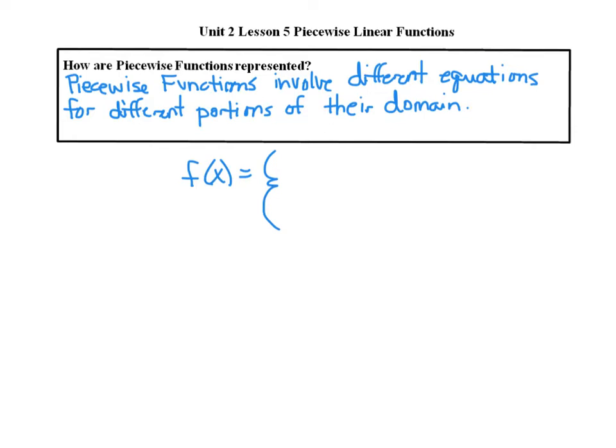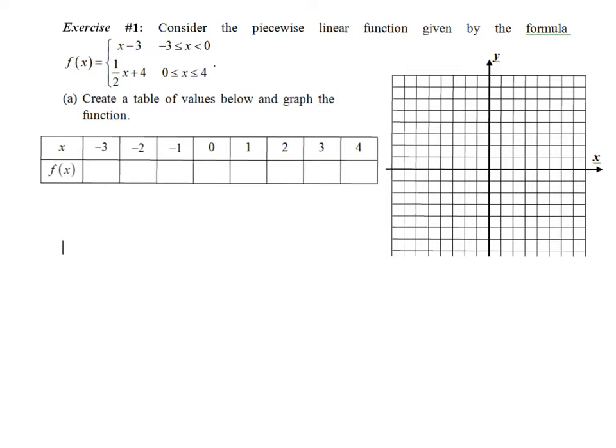So let's go ahead and try exercise number 1. Here we're given the piecewise function that is given by the formula f of x is equal to x minus 3, and that is valid when x is greater than or equal to negative 3 but less than 0. But then in a different domain, f of x will be equal to 1/2 x plus 4, where x is greater than or equal to 0 but less than or equal to 4.